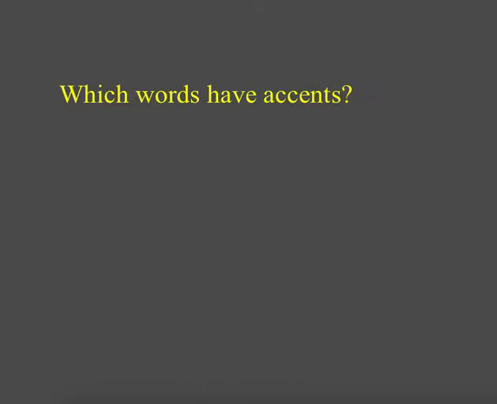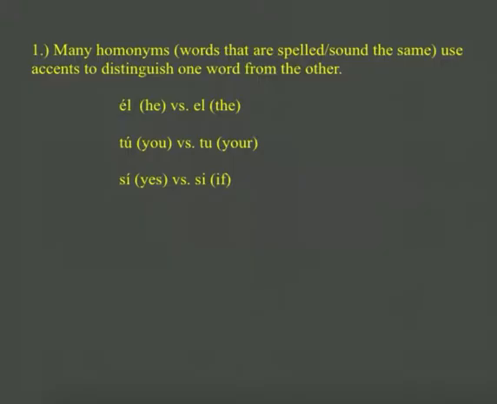So, a lot of words in Spanish have emphasis on different vowels, but we don't write accents on them. So, which words do have accents? We're going to answer this next. One category of words that commonly uses accents are homonyms. Homonyms are words with different meanings that are spelled and sound the same. Many homonyms use accents to distinguish one word from the other.